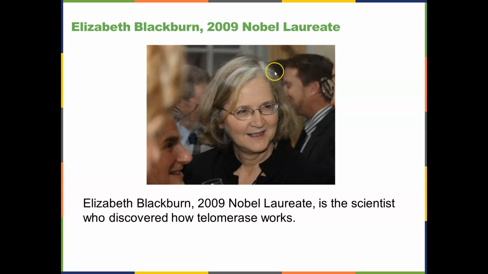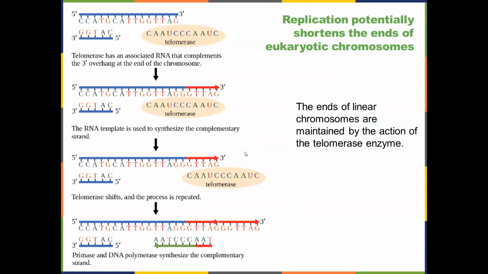Elizabeth Blackburn got her prize in 2009. The work was much, much earlier. Typically, there's about a 10-year lag. I don't know the date offhand, but you can look it up. So she did her work identifying how these telomeres work, which was a very, very important piece of information. That's why stem cells have been such an important and controversial subject.